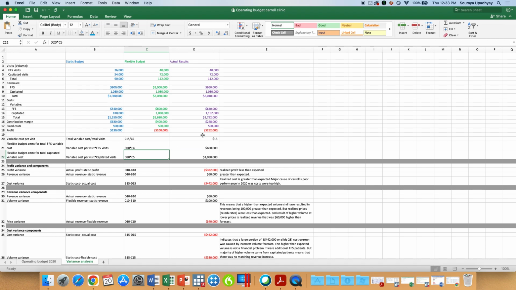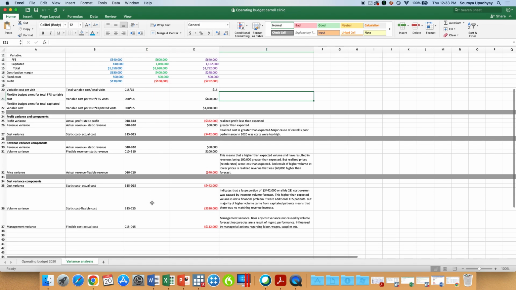Okay, so that's D20 right here and C5 over here, the number of capitated visits, 72,000. The next thing that we do in the variance analysis is look at profit variance and components, revenue variance and components, and cost variance and components.